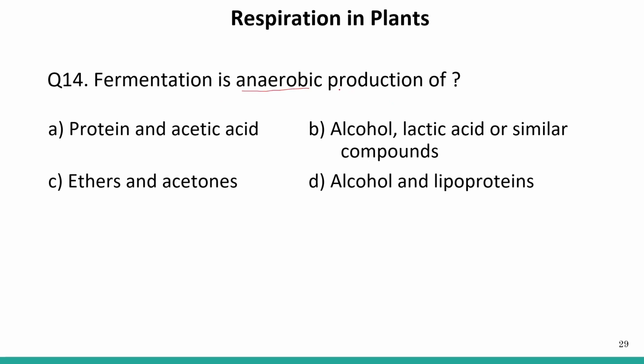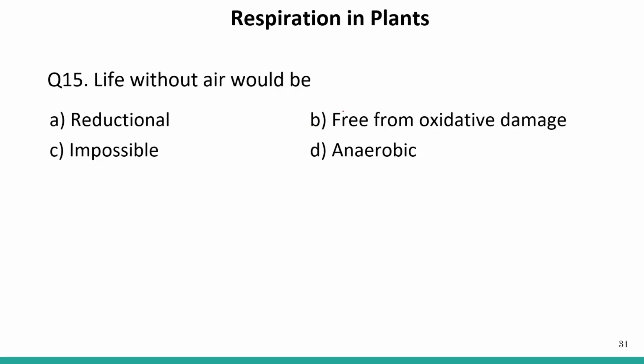The next question is about fermentation. Fermentation is anaerobic production of what? Protein and acetic acid. Not true. Alcohol, lactic acid or similar compounds. This is true, because anaerobic respiration is of two types: alcoholic fermentation and lactic acid fermentation, and the products formed are ethanol, which is an alcohol, and lactic acid. Third option is ethers and acetone. This is also not correct. Fourth option is alcohol and lipoproteins. This is also not correct. The correct option is option B.